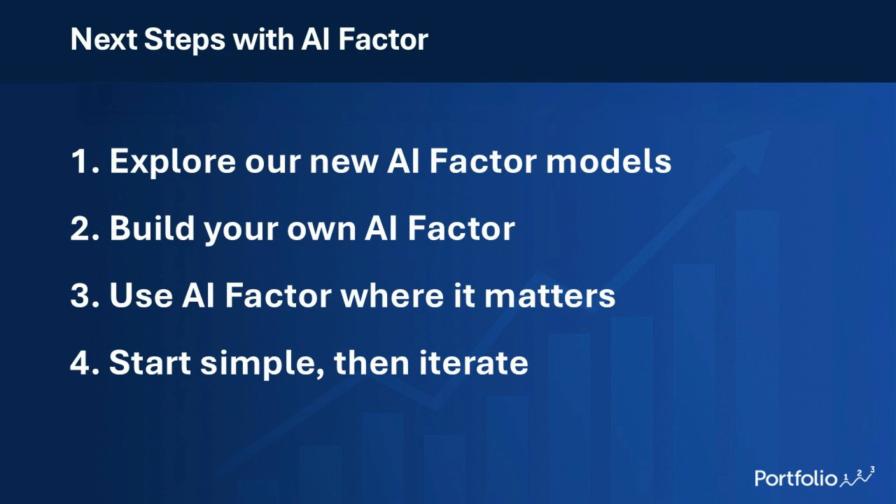Now it is your turn to put AI Factor to work. Start by exploring our new AI Factor S&P 500 and S&P 1500 models to see how machine learning can be used in live strategies. Then build your own AI factor using your own investment ideas, universes, targets, and factors. Use the predictor where it matters, in screens, ranking systems, simulations, and live strategies. Start simple, validate the results, learn from the data, and keep iterating.